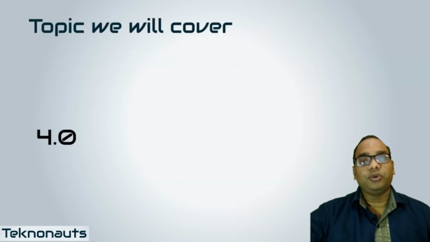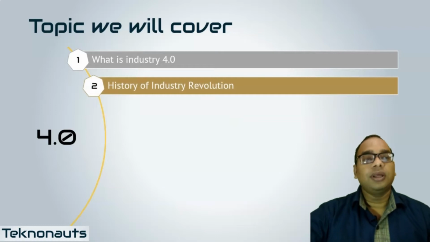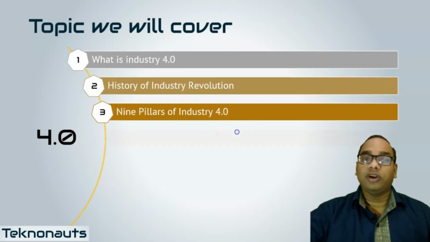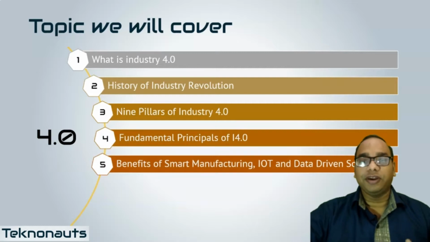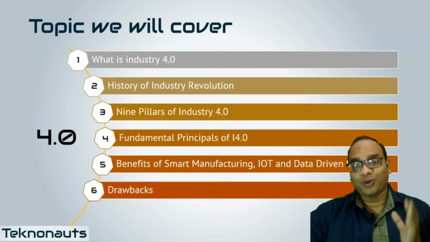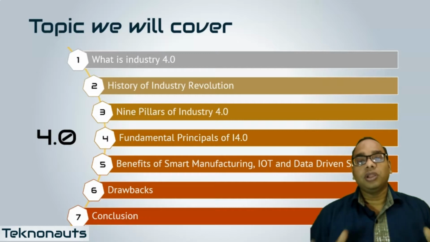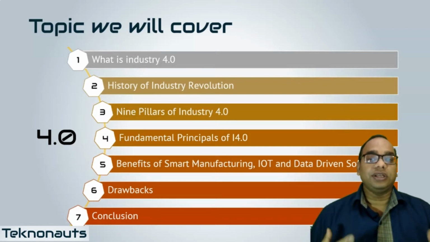Topics we will cover today are: first we will see what Industrial 4.0 is, then we see the history of Industrial Revolution, then we see 9 pillars of Industry 4.0, fundamental principles, benefits of smart manufacturing, IoT and data-driven software. Then we'll see that with pros you get cons also, so we'll see what the drawbacks of 4.0 are. Then we see the conclusion. What is the conclusion of all the points together? What technonauts analyze is that Industrial 4.0 is going to impact the industry.